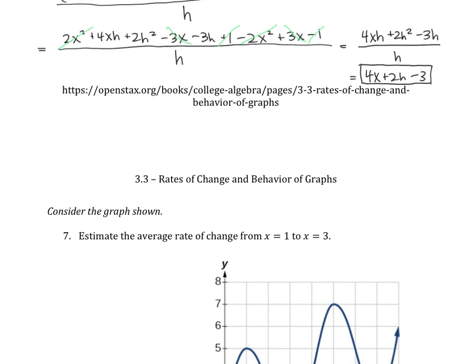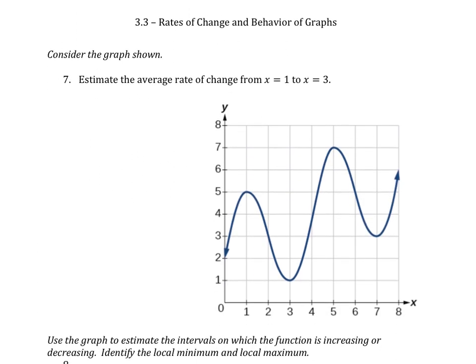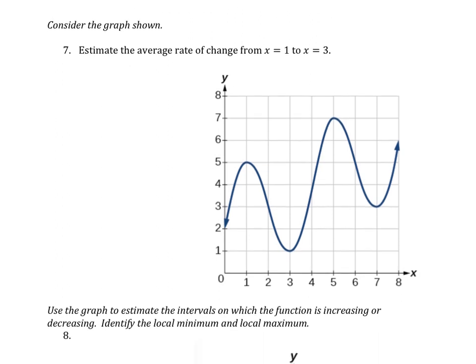All right. The next thing you're going to see in this section is some graphing problems, and you're going to be asked to do several things. So for number 7, we are trying to find the average rate of change from x equals 1 to x equals 3. This is actually exactly the same thing we did in the first 3 problems. It's just presenting it to you in a different way.